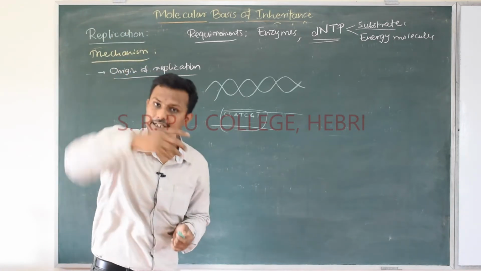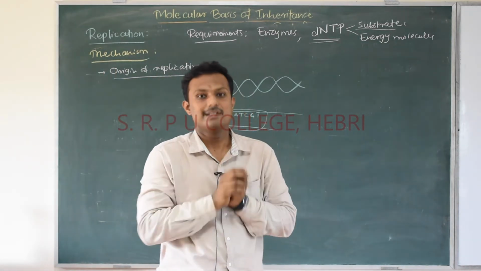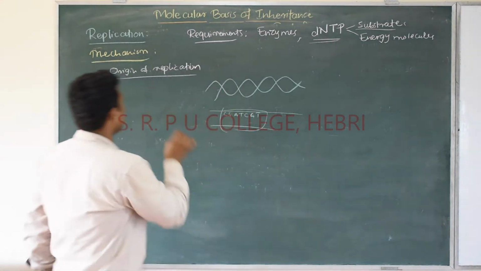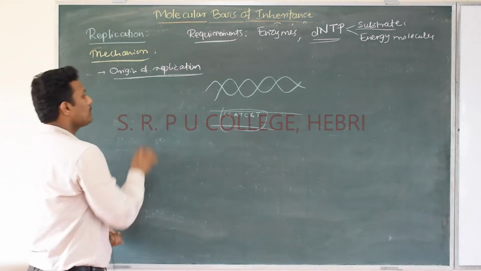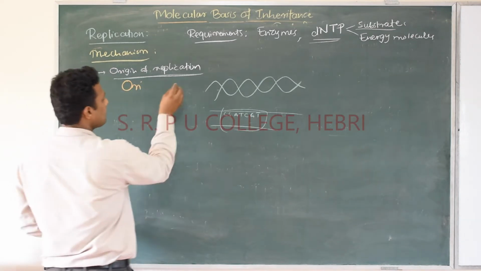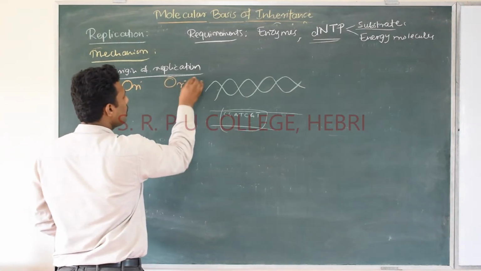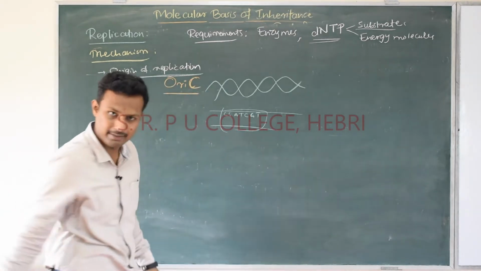So that point or that small stretch on the DNA with a particular sequence, right? That will be called the origin of replication. It is also referred to as ori in some prokaryotes, or in some eukaryotes it is also referred to as the ORC point, right?